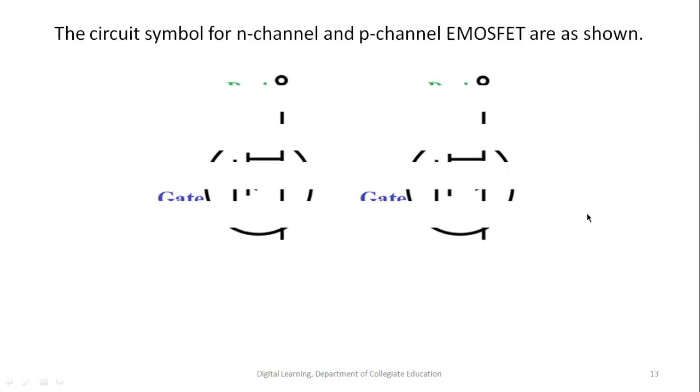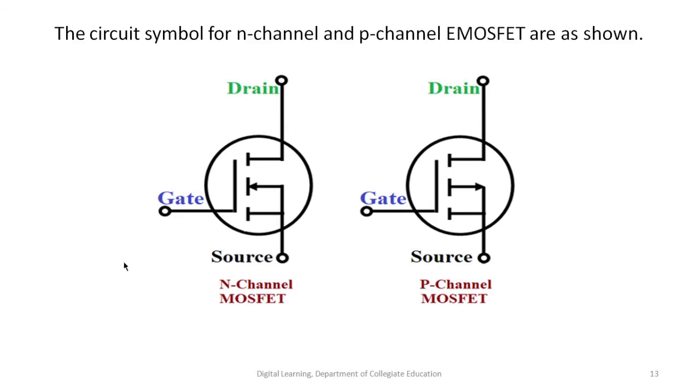The circuit symbols of the N channel and P channel enhancement MOSFET are as shown. We can observe here that the arrow mark pointing towards the gate represents the N channel enhancement MOSFET, and the arrow mark pointing outward from the gate represents the P channel enhancement MOSFET.